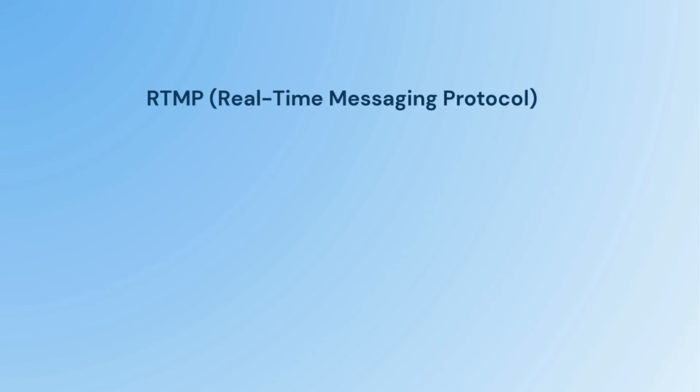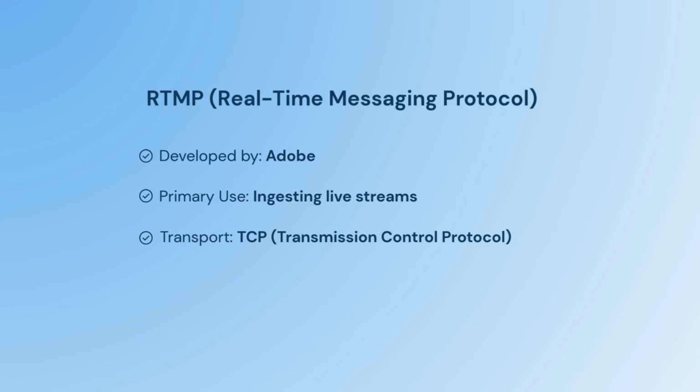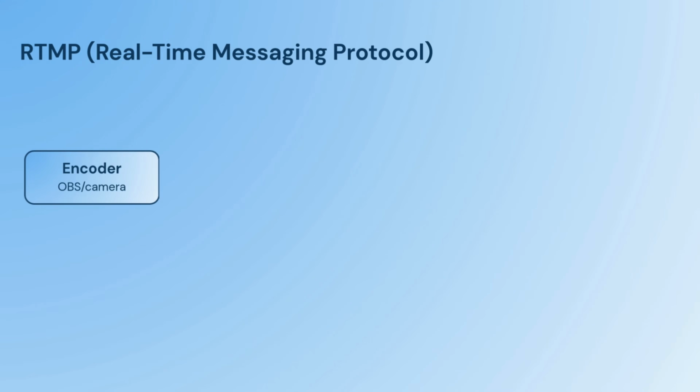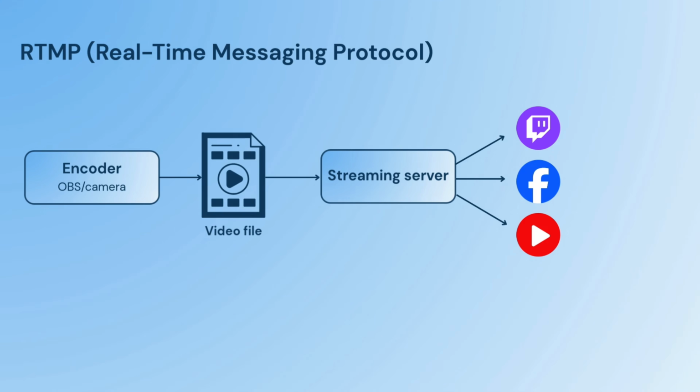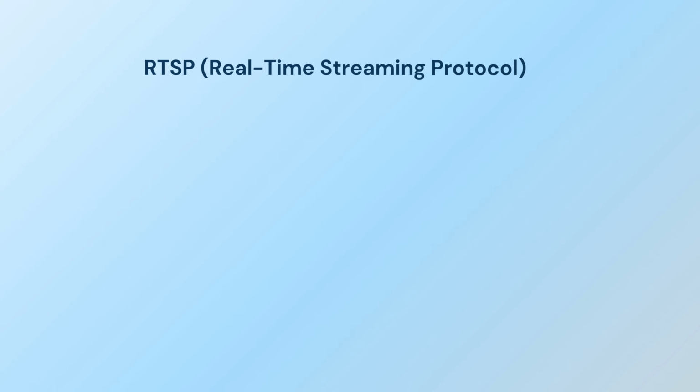So let's go through each one, starting with RTMP. RTMP is like a live video call between a broadcaster and a server. So it maintains a stable connection between the two by sending audio and video data in small chunks with low latency. So RTMP is best for sending a live video from an encoder to a streaming server using it as a reliable ingest protocol. Next up, RTSP.